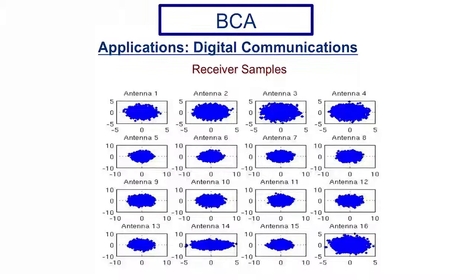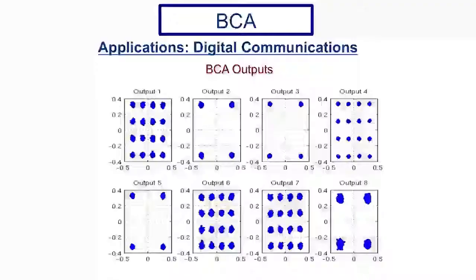If we look at the antenna signals, where we assume we have 16 antennas, each antenna receives a linear combination of them, so the received signals are not as clear as the original constellations. But if we apply the BCA algorithm from just the received samples at the antennas, we can actually generate our original constellations of 4-QAM and 16-QAM.